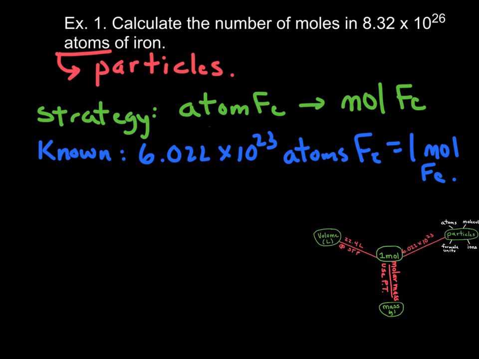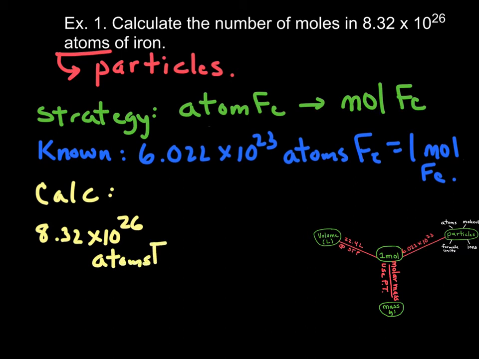The last thing we do is calculate. We're going to use dimensional analysis. We haven't used this since chapter 1. You will have to look it up if you're not sure where I'm getting everything from. But if you recall from chapter 1, whenever we run a dimensional analysis problem, we always write our given value first, including the units. So we have 8.32 times 10 to the 26th atoms of iron.